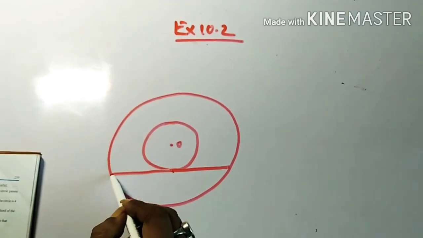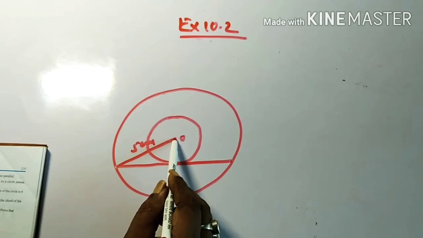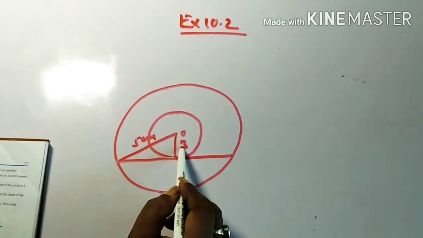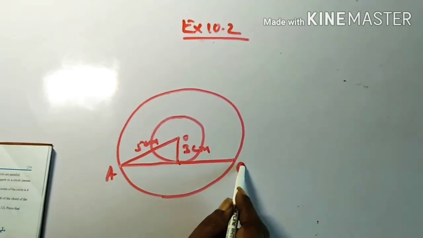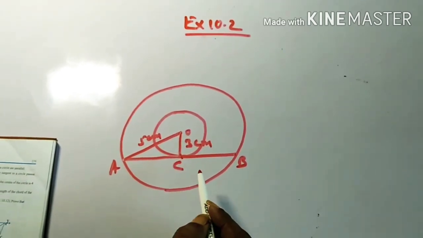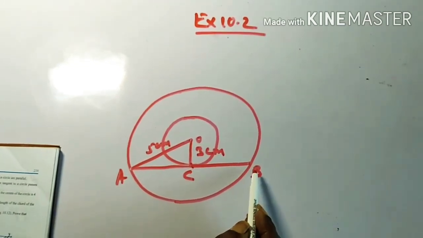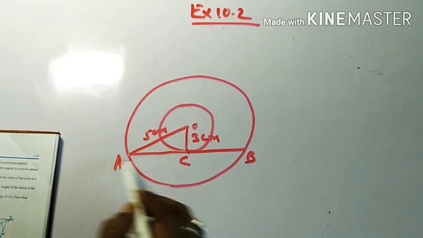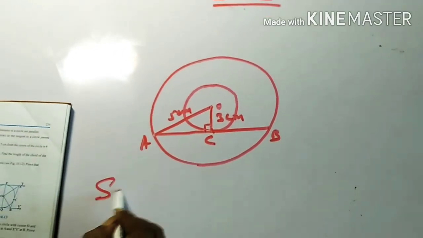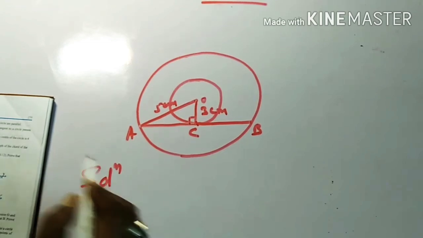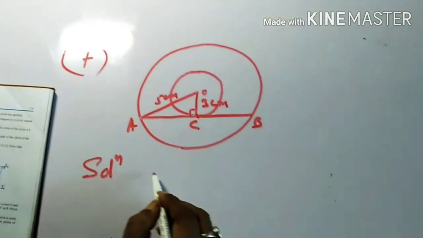Now the radius of the larger circle is 5 centimeter and the radius of the smaller circle is 3 centimeter. We have to find the length of this chord AB. Again, the radius is perpendicular to the tangent, therefore this is 90 degrees. Question number 7, solution.